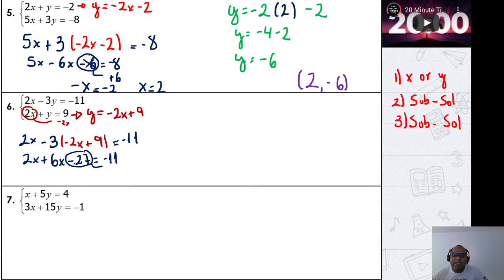2x plus 6x, 8x. 8x equals, right now, negative 11 plus 27, guys. Negative 11 plus 27 is positive 16. How many times does 8 go into 16? 2 times. X equals 2. Oh, it's the same as you got in the first one. Yes, just a coincidence, okay, guys?